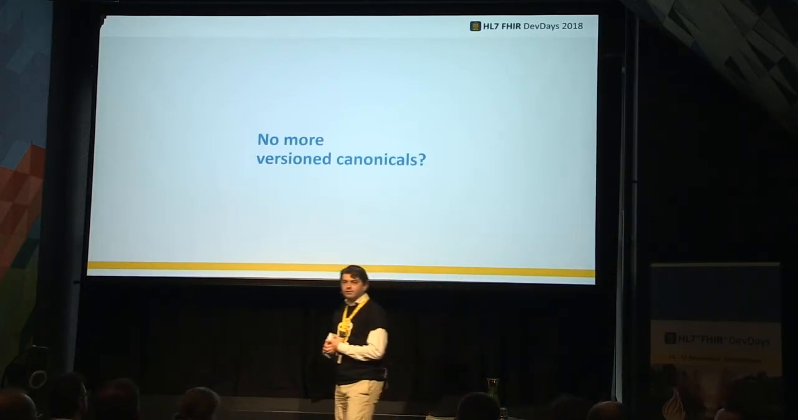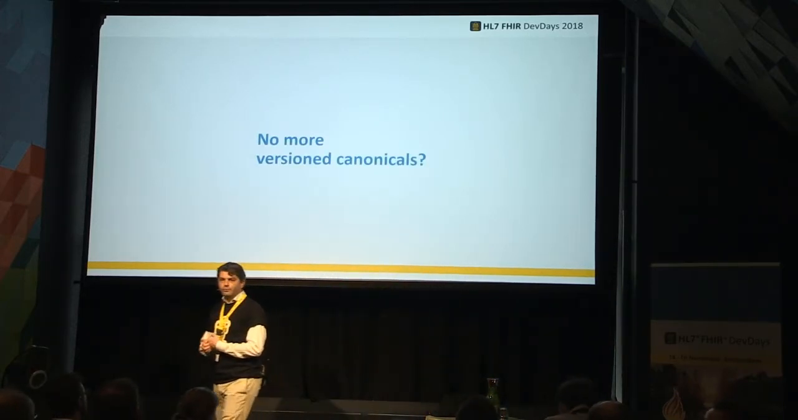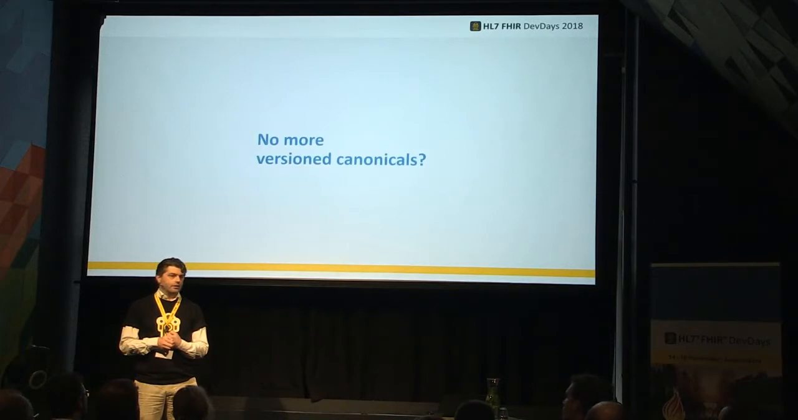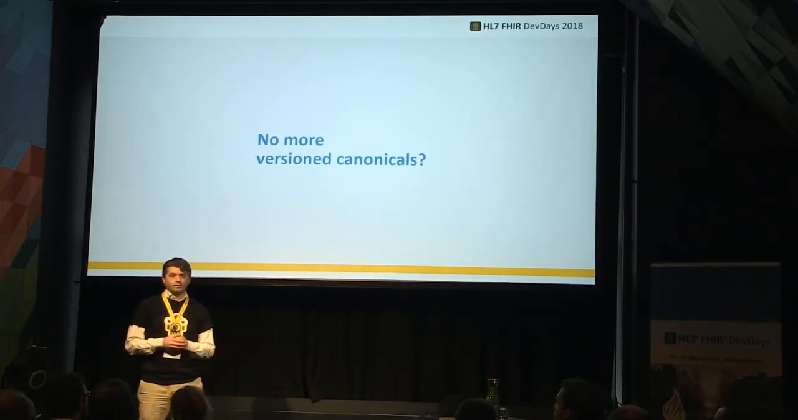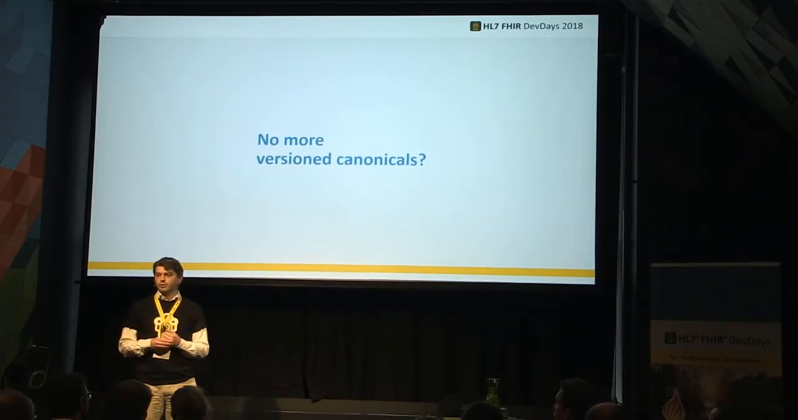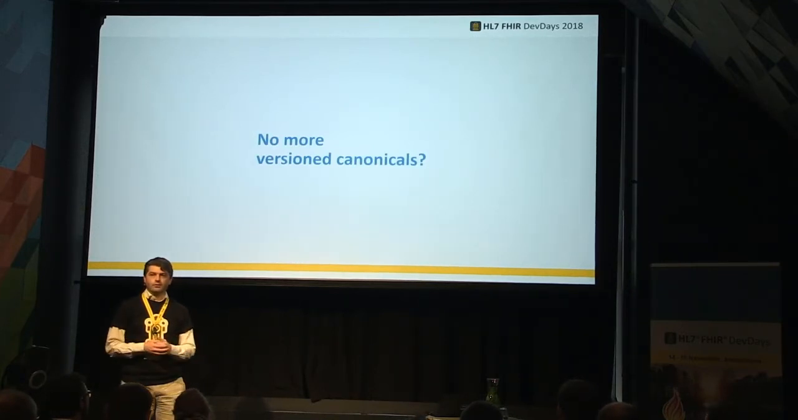Another question that has been asked in the past few days: does that mean that we're going to remove versions from canonicals? So far, we don't have any indications that we will. It's way too early to make that decision, and the chances are very big that we will always allow versions on canonical URLs because there are use cases where that is relevant. But we also think that there will be a lot of use cases where it's no longer necessary once you properly scope your server, your context, your IG around packages.